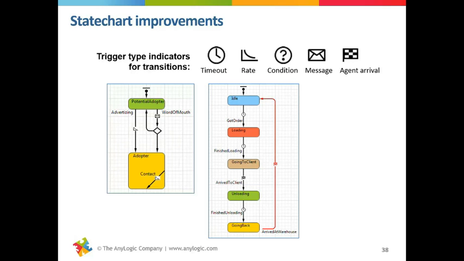And state charts have been improved so that each transition now displays its trigger type indicator, whether it is timeout, rate, condition, message, or agent arrival. And transitions which are not properly connected will now be shown in red.